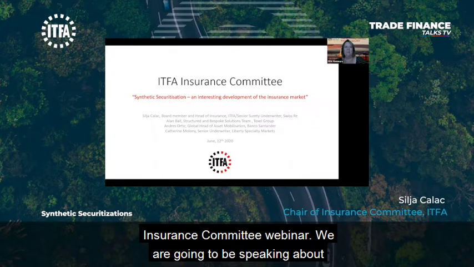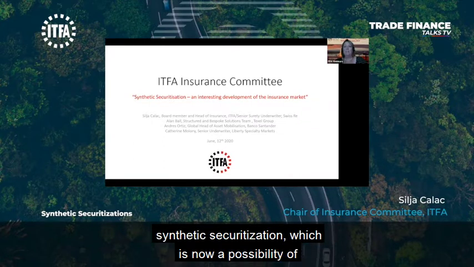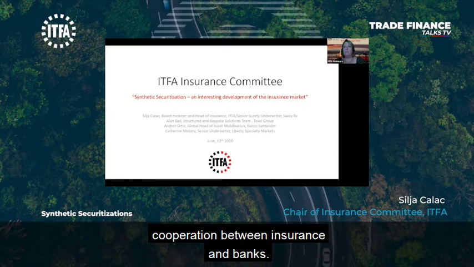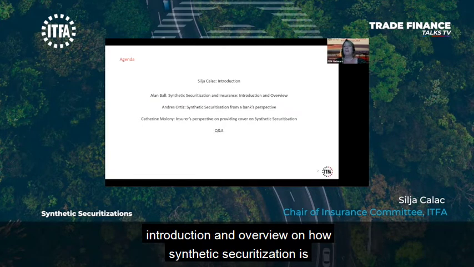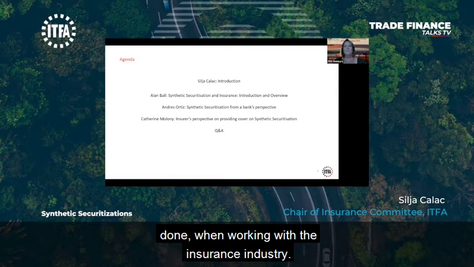This time we are going to speak about synthetic securitization, which is now also a possibility of cooperation between insurance and banks, as you will hear now. Alan Ball from Texel will first give us an introduction and overview. How is synthetic securitization done when working with the insurance industry?